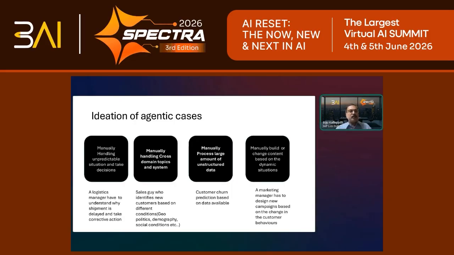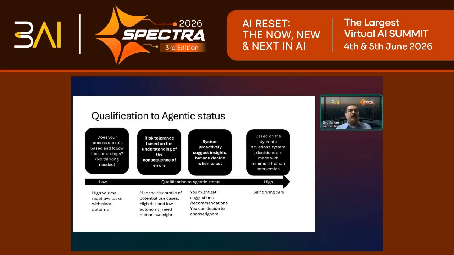So once you look at all these boundary conditions, a guideline, and create a certain number of use cases, probably you can call them A, B, C, D, E, you need to evaluate them on two aspects. One is qualifying it to agentic status. When I say qualifying it to agentic status, it means how much agentic behavior this particular use case can bring in, right? So again, certain conditions are here on the screen that you can see.